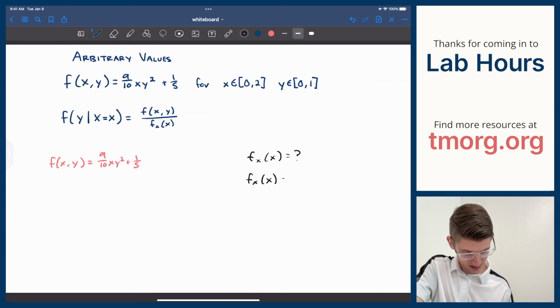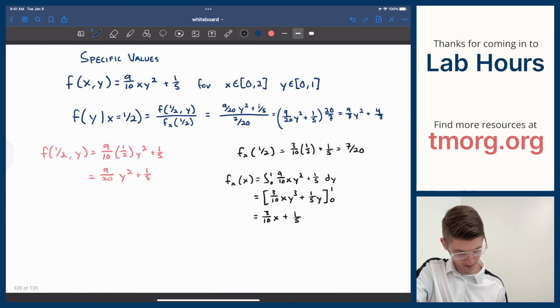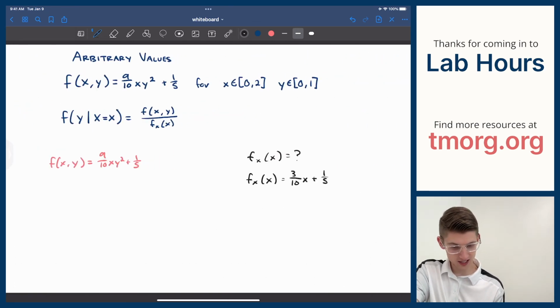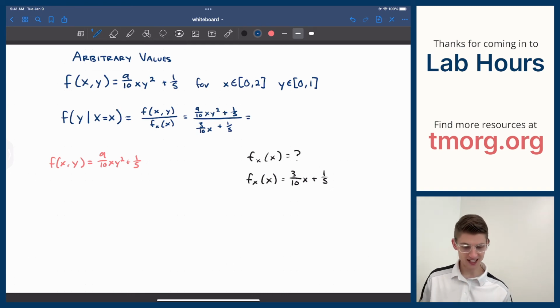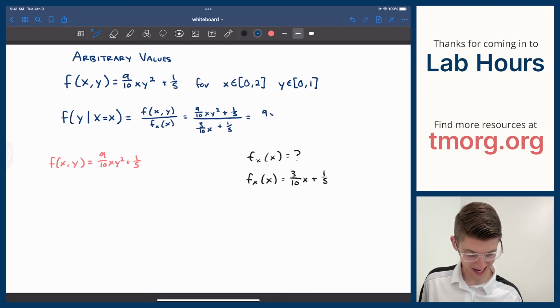fx of x is equal to 3/10 x plus 1/5, right? Yeah. So this conditional probability with an arbitrary value, you just slap the numerator over the denominator: 9/10 xy squared plus 1/5 over 3/10 x plus 1/5, right? And let me just multiply everything in there by 10 really quick, just to make it a little bit simpler and nicer to deal with. That would give me 9xy squared plus 2 over 3x plus 2.